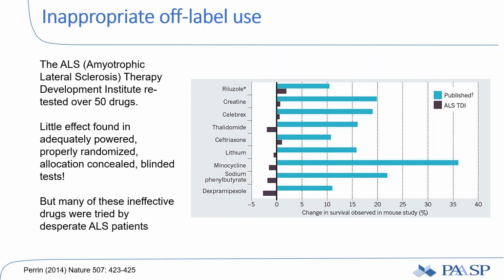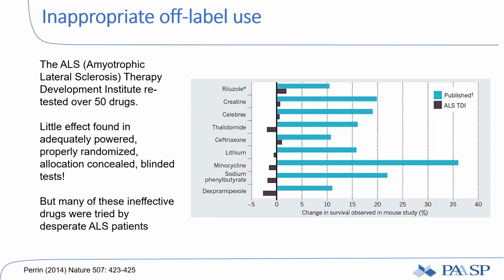Let me give you another example. You probably became familiar with a disease called amyotrophic lateral sclerosis, or ALS for short, in the context of the Ice Bucket Challenge. There is in the US an institute called the ALS Therapy Development Institute, and based on reports in the literature, they have retested more than 50 drugs previously reported to be effective in a mouse model of ALS.